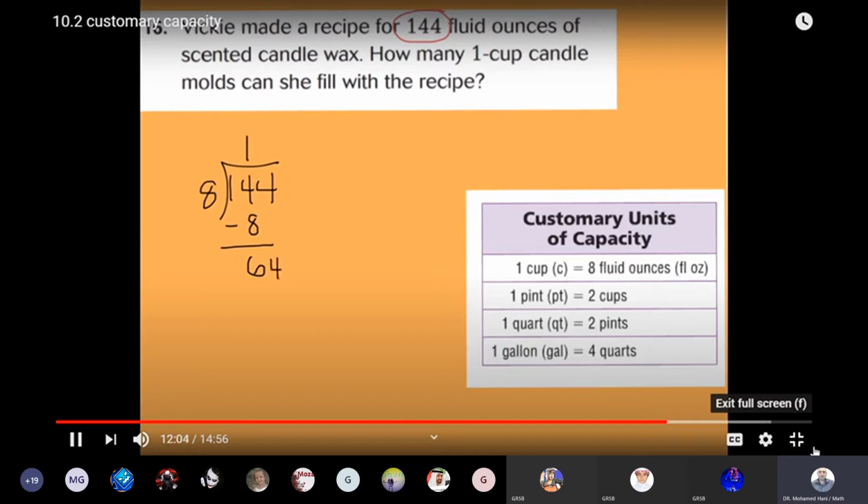So now we have 64 ones to divide with my 8 groups. I know if I have 64 ones and have 8 groups, I know my facts that 8 times 8 is 64. So I'm going to put an 8 up top. Now let's multiply 8 times 8, which is 64. We're going to subtract to see how many are left. 0. So I can actually say that my answer is 18 cups can be made with 144 fluid ounces.